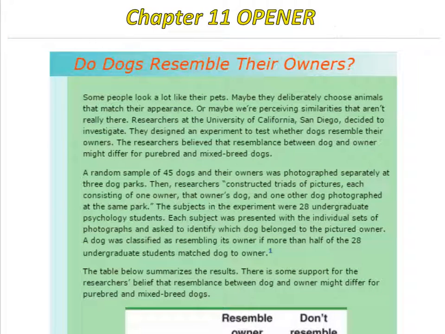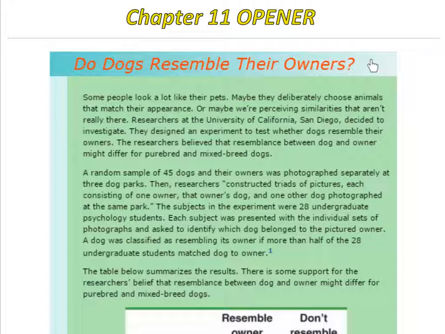I think the chapter 11 opener is kind of a cute one. The question is, do dogs resemble their owners? So think about this type of data. If you were asked, hey, does your dog resemble you as an owner? Your type of response would be yes or no. It's not quantitative. This is categorical.